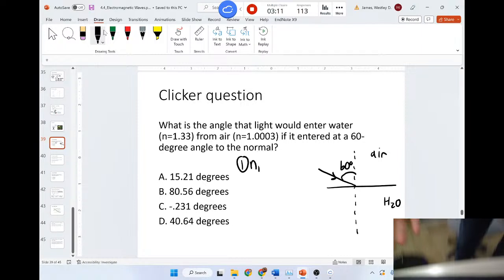My N1 is that incident, what I'm starting in. So I'm starting in air, 1.0003. I'm ending in water, 1.33. And my incident angle is at 60 degrees. I am solving for the exit angle, and what did I call that in my picture up here? So I'm consistent.